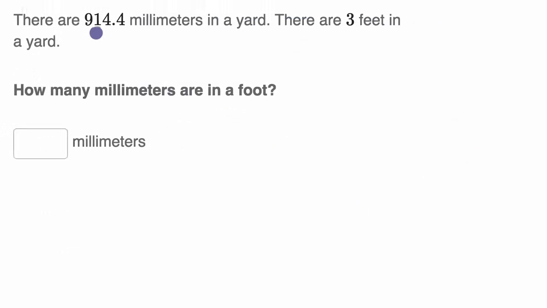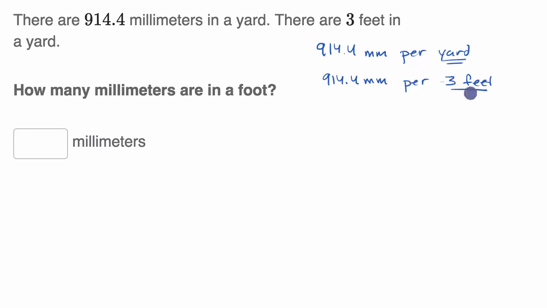Here we're told there are 914.4 millimeters in a yard. There are 3 feet in a yard. How many millimeters are in a foot? Okay, so one way to think about it, you could say there's 914.4 millimeters per yard, or you could say 914.4 millimeters per 3 feet, since 3 feet and a yard is the same thing. So if you want to know per foot, you would just divide both of these by 3. So let's do that. And I'll just do it in a different color here.